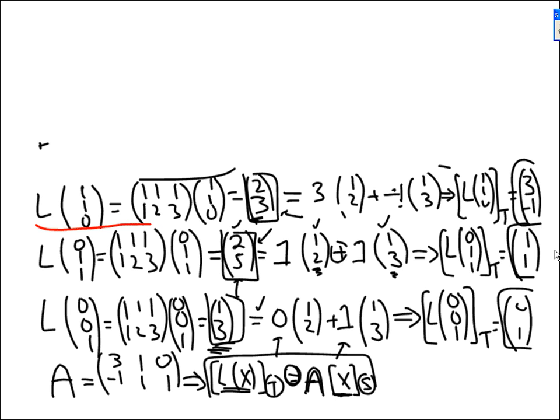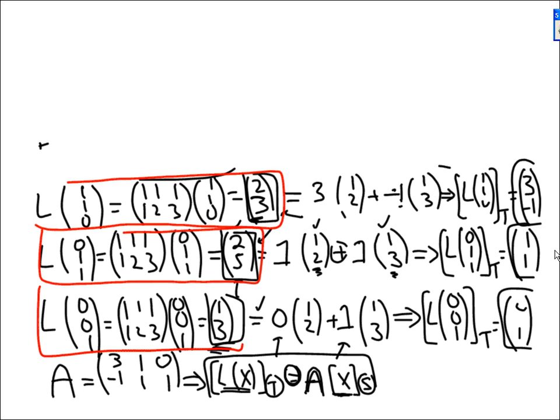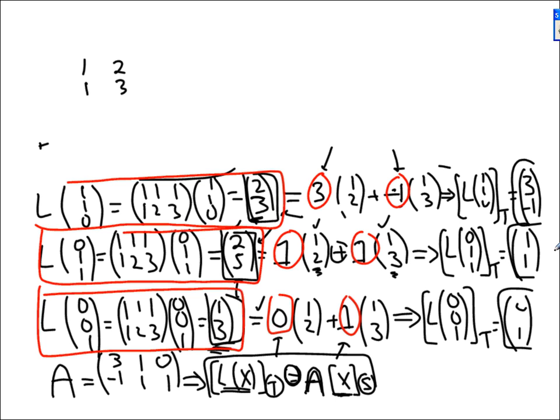So we found L of (1, 1, 0) is (2, 3), and L of (0, 1, 1) is (2, 5), and L of (0, 0, 1) is (1, 3). And then our job was to find these values. Then the next job was to find these values. So, for example, to find the first set, 3 and negative 1, we wrote down 1, 2 and 1, 3, and we augmented it with what we wanted, 2, 3.